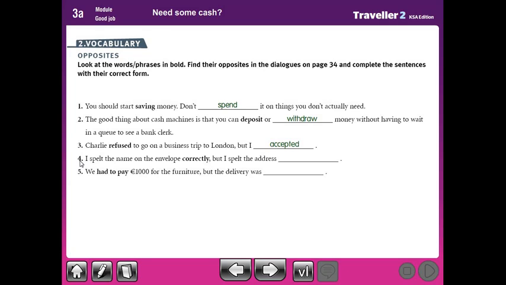4. I spelled the name on the envelope correctly, but I spelled the address with the opposite of correctly. The meaning of correctly is in a way that is true, accurately. The opposite of correctly is incorrectly. I spelled the address incorrectly: wrongly, falsely.